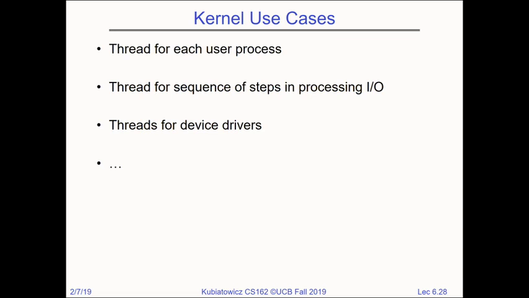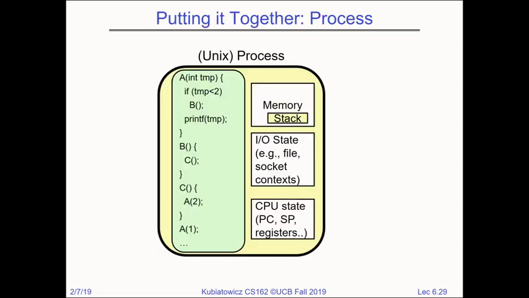So just to briefly show you some of the different cases here. How do we put this all together? A Unix process basically has what? It has a memory space, which is this yellow thing. It's got a stack in the memory. So this would be like a single-threaded process. It's got I/O state, such as open file descriptors, etc., sockets that are in the process. It's got CPU state, like the PC, stack pointer, registers, etc.